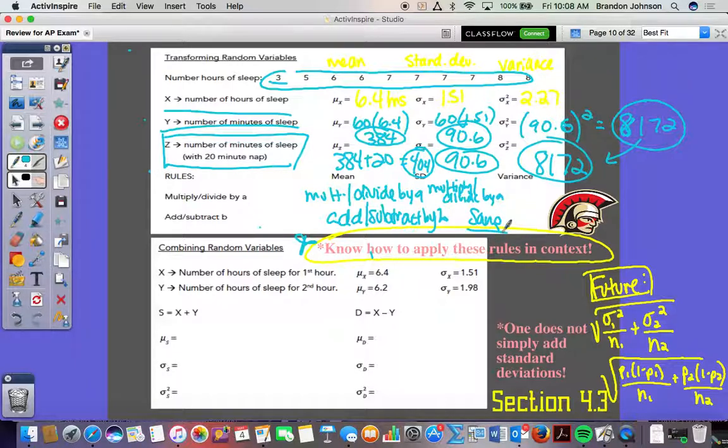I know this is boring. I just want to make sure we get it. Okay. Variance. What would we do with standard deviation to variance? By A.